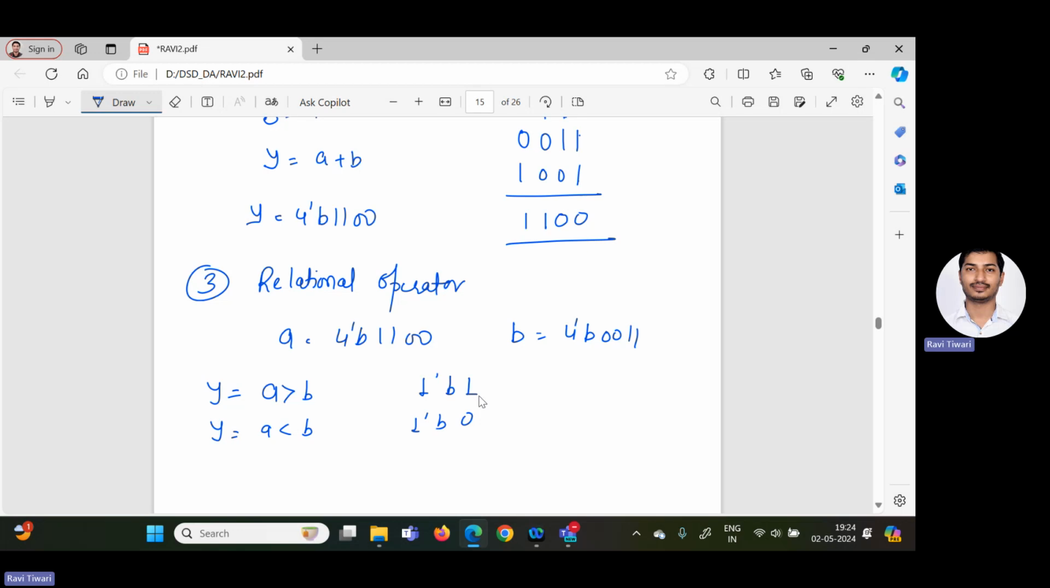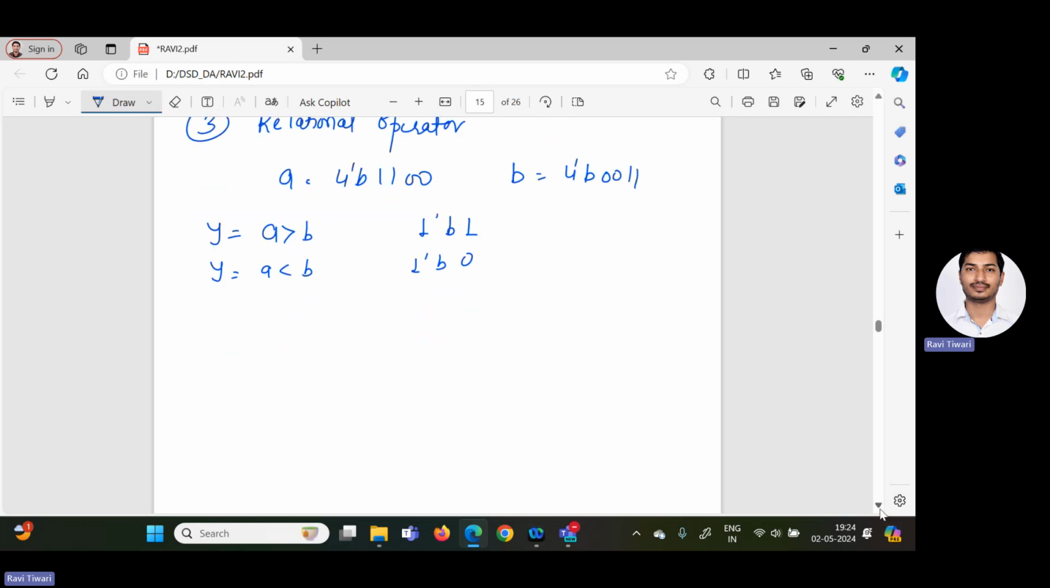Now we will see the equality operators. This is the fourth type. In the fourth type, we have the equality operators. In the equality operator, for example, I am writing A is equal to 4'b1000, and B, for example, is 4'b0010, like this. And I am writing A is equal to B. So it will check whether A is equal to B or not. As this is a false condition, it will give you 1'b0.